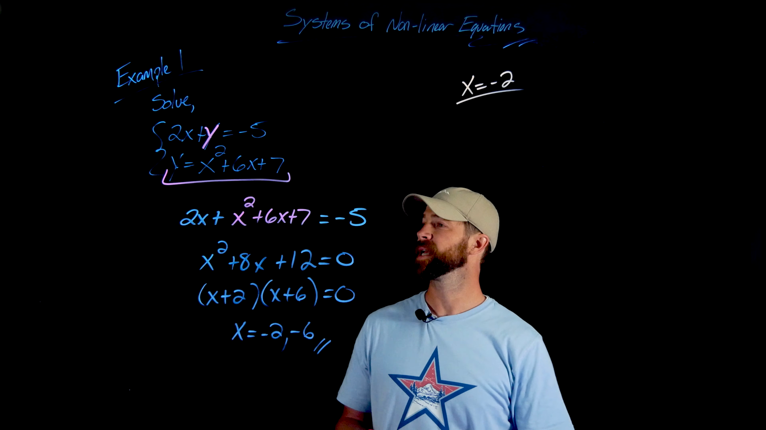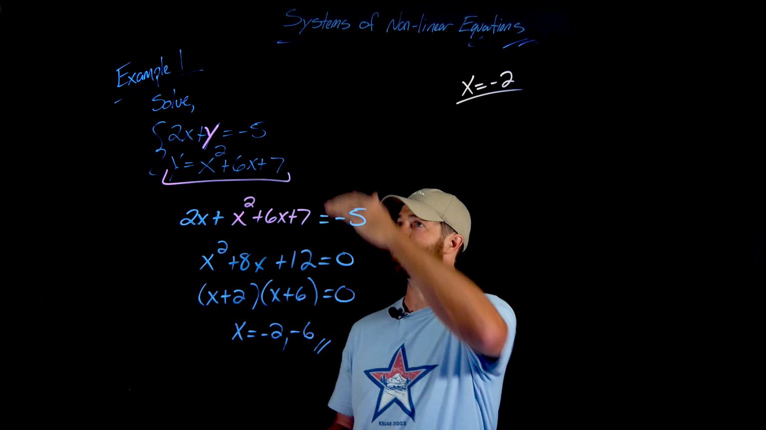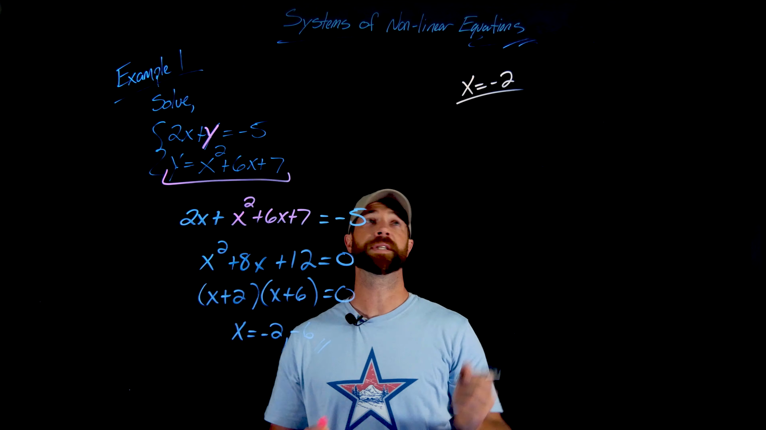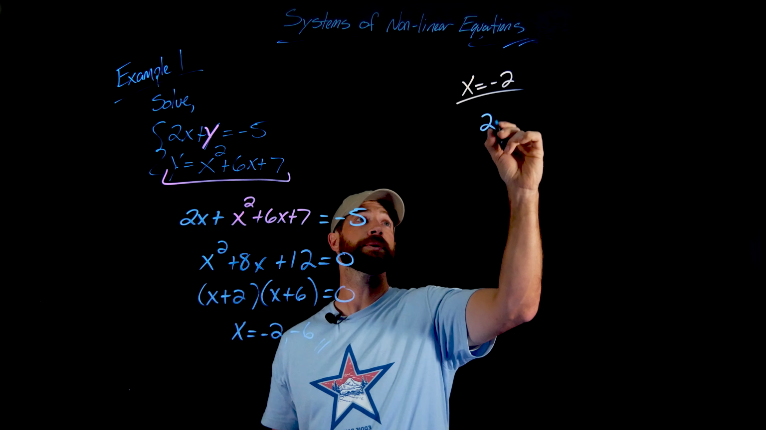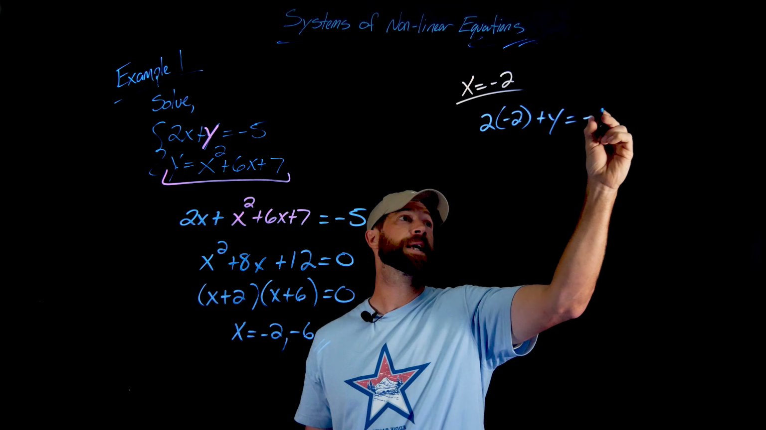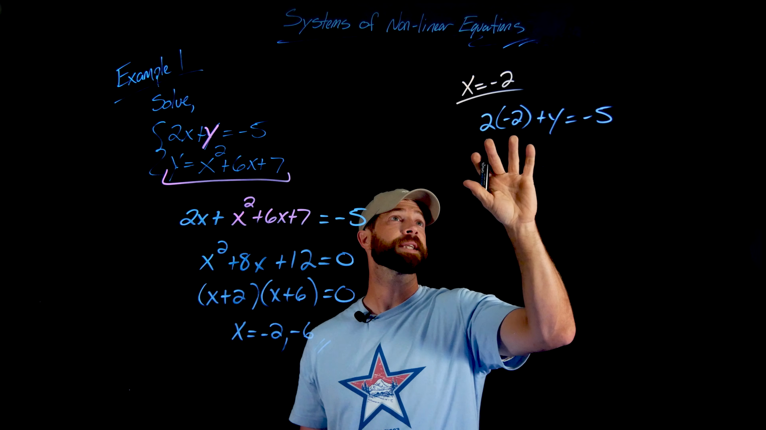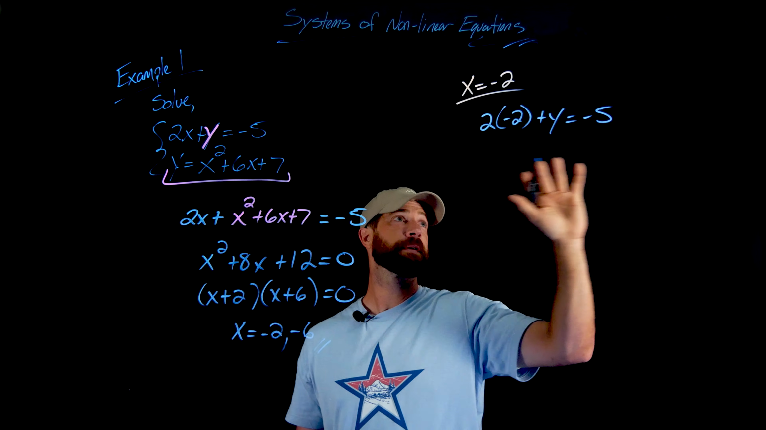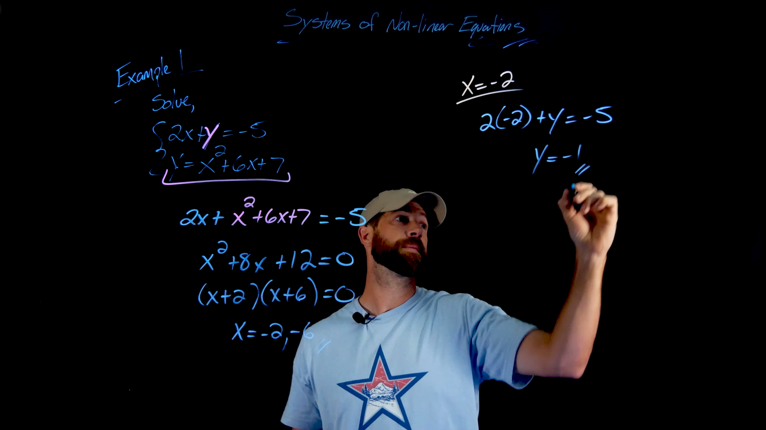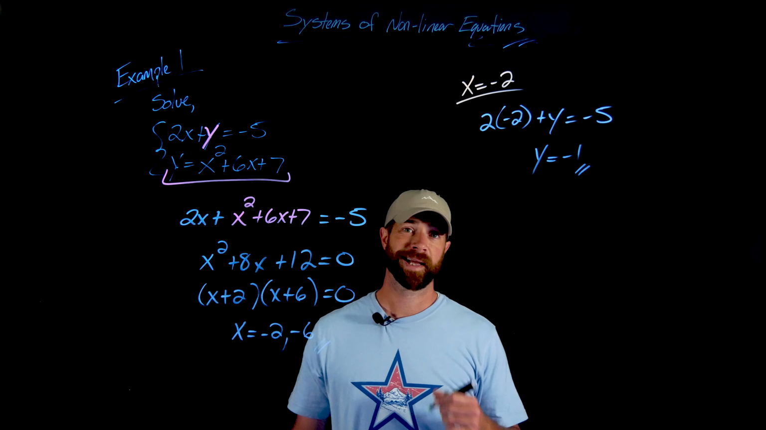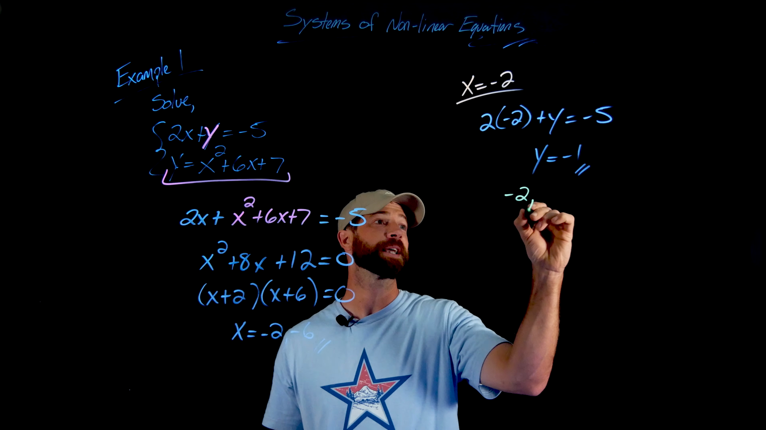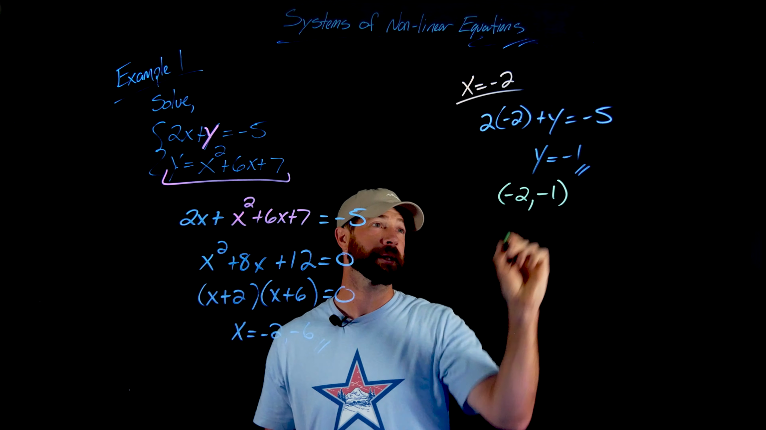When I have x is -2, I'll use this first equation. It seems like a little bit less work to deal with. I get 2 times -2 plus y equals -5. This is a -4. I'll add 4 to both sides to get y equals -1. And importantly, that gives me a solution. The solution is x equals -2 and y equals -1.